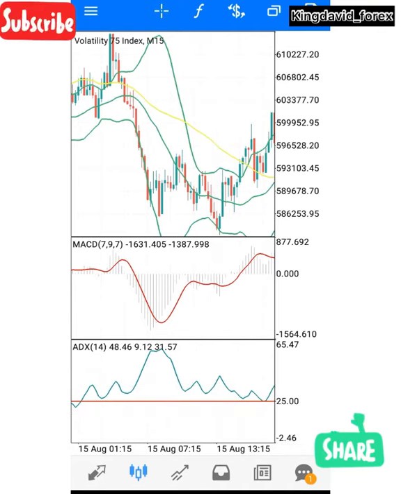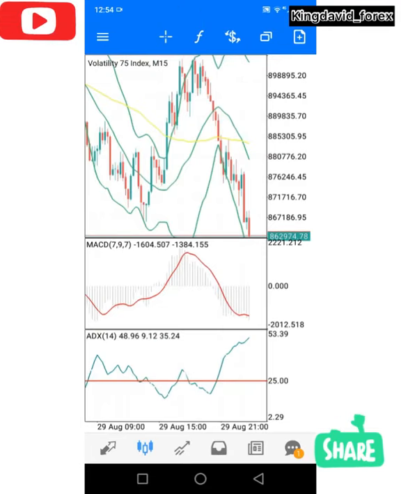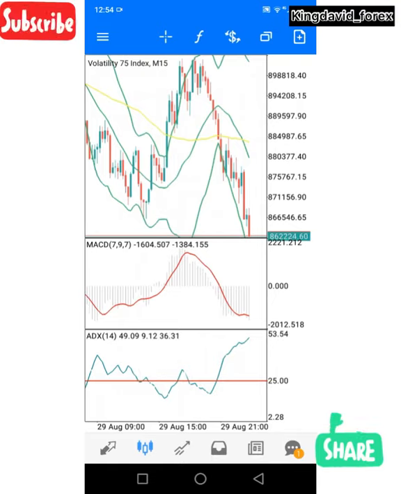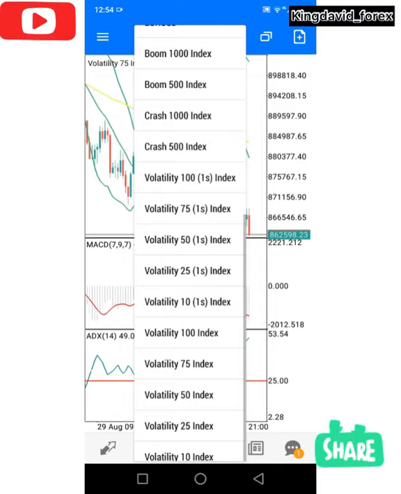Okay, so you can also check if it works for other trades. It works for other trades, even currency pairs and even step index. Let's check out step index. Okay, this is step index.